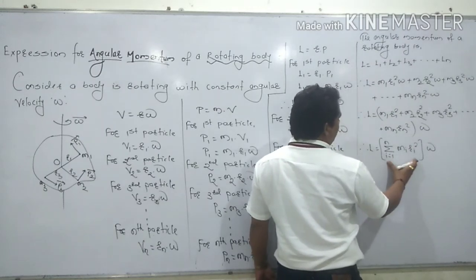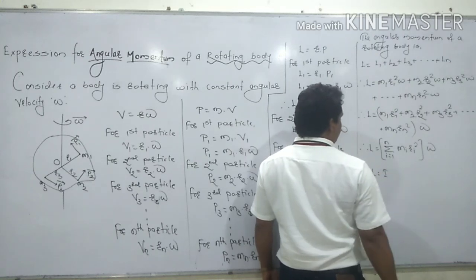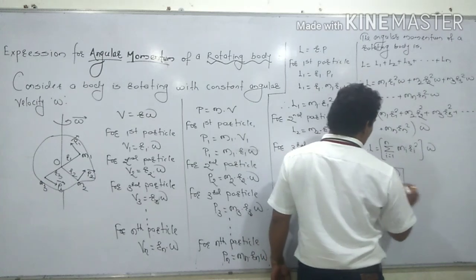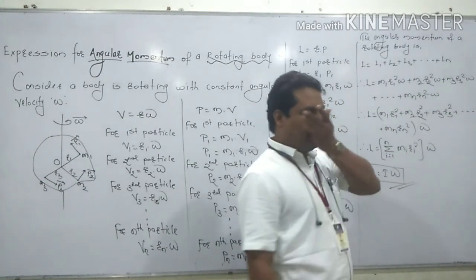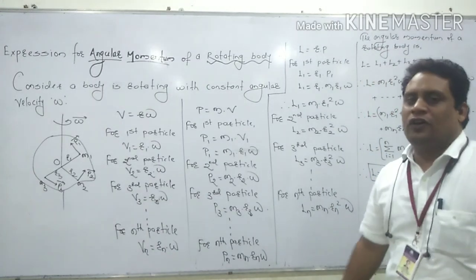Now this is the formula for moment of inertia of a rotating body. Moment of inertia is denoted by I, and this becomes L is equal to I omega, and this is the formula for angular momentum of a rotating body.